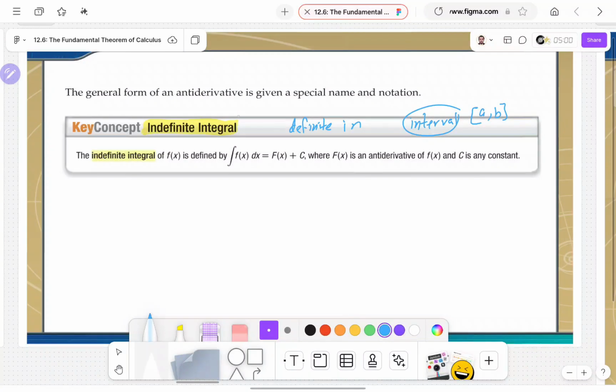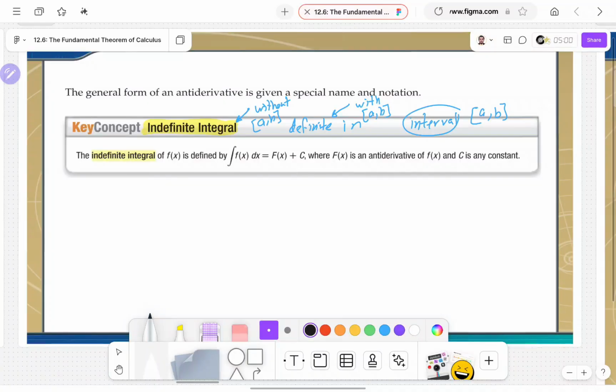So the indefinite integral is without a and b. When you find the antiderivative, you don't have to find a numerical answer. But with the definite integral, the question will come with a and b, so you need to evaluate between a and b.